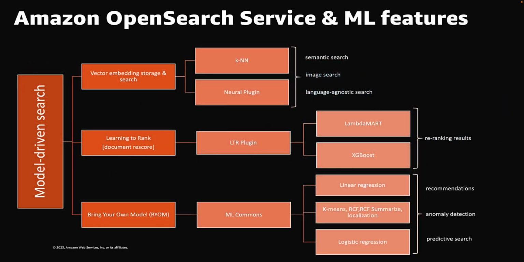Let's look at the various plugins that enable ML integration. At a high level, the ML integrations can be classified into three categories. The KNN and the Neural plugin enable vector embedding, storage, and search. The LTR, or the Learning to Rank plugin, allows you to rank and rescore the search results at query time. The ML Commons allows you to bring your own model to build business-specific applications such as recommendations, anomaly detection, and predictive search.